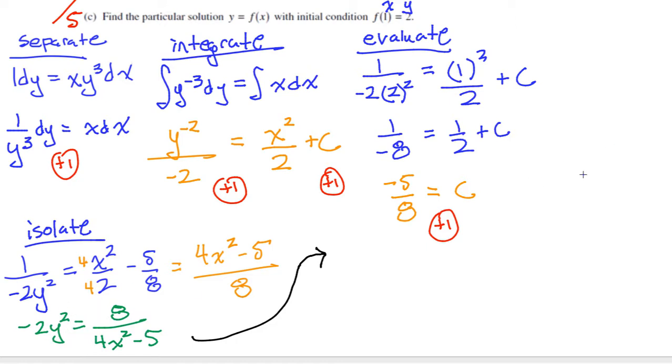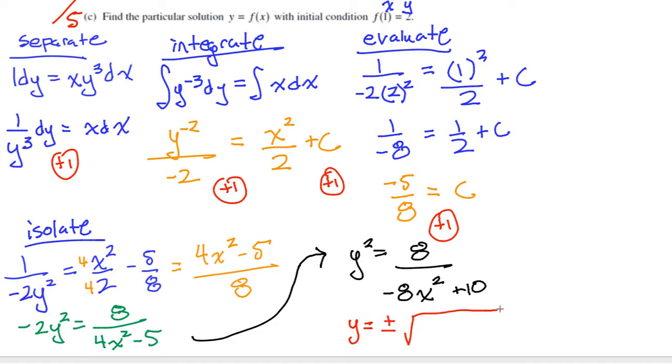So I have y squared is now equal to 8 over the quantity of negative 8x squared plus 10. I just put that -2 in the denominator and distributed the -2. We're okay with that step. All right, and then from there I have to square root both sides, and I get my almost final answer of y equals plus or minus the square root of all of that, 8 over negative 8x squared plus 10. And then I have to figure out if it's a plus or a minus.